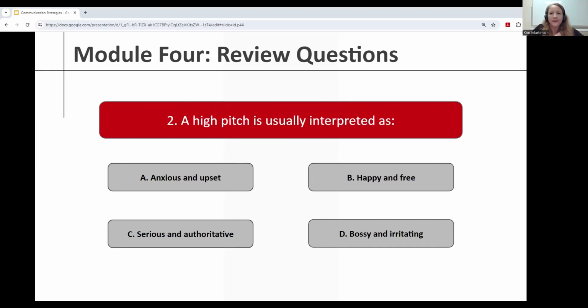Okay, next one. A high pitch is usually interpreted as A, anxious and upset, B, happy and free, C, serious and authoritative, or D, bossy and irritating. Great, yes, A. High pitch is often interpreted as anxious or upset.